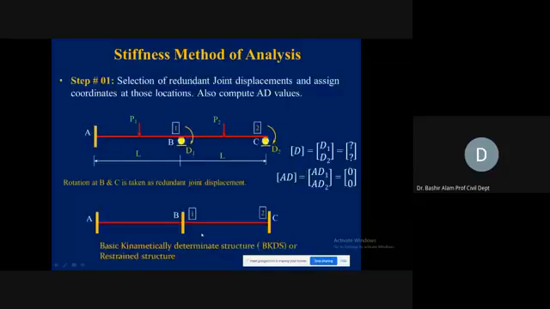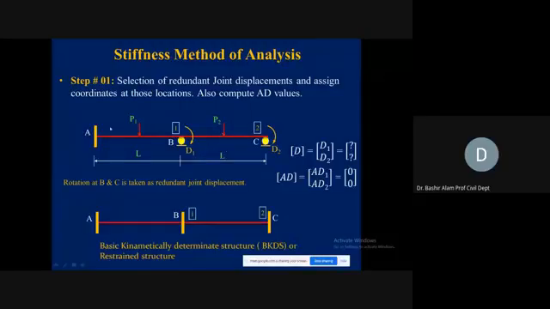Now how do we declare our unknown joint displacements? Here you can see this is D1, the rotation corresponding to B, and this is the rotation at C, so this is D2. Clockwise, we assume them as positive. Again, it is an assumption. You can take clockwise or you can take counterclockwise, but from here on, you fix your positive direction.